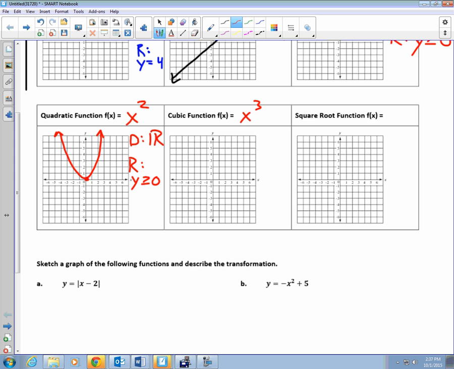A cubic function would be like x to the third. It looks like that. The domain is still all real numbers. For the range, can you get out negative numbers this time? Yeah, and you can get out positive numbers, right? So all real numbers again.